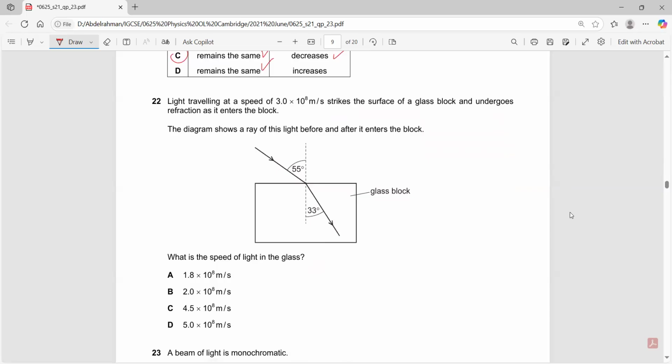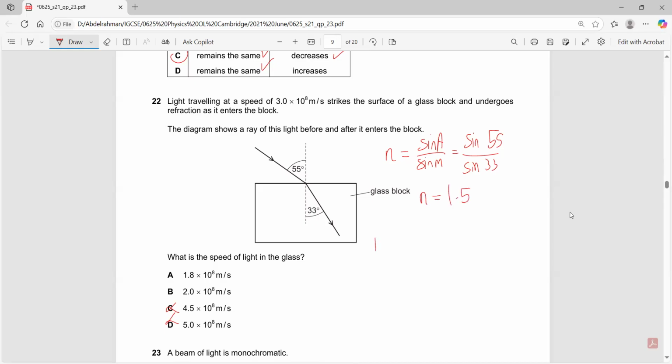What is the speed of light in the glass? Can I find the speed of light in the glass? Yes, it will decrease, so I can cancel out C and D. First of all, I need to find the refractive index. n equals, we have two angles, the angle in the air and the angle in the glass. So sine air over sine medium. Sine 55 over sine 33, right? What's sine 55 over sine 33? Let's see. Sine 55 over sine 33. This is 1.5. Exactly 1.5.